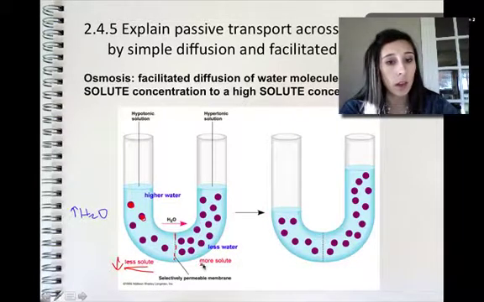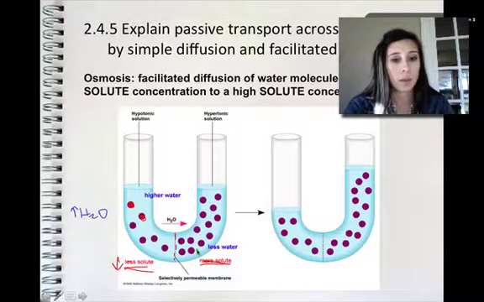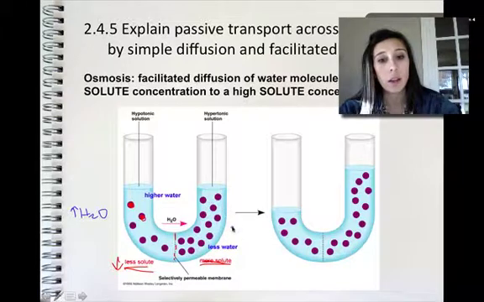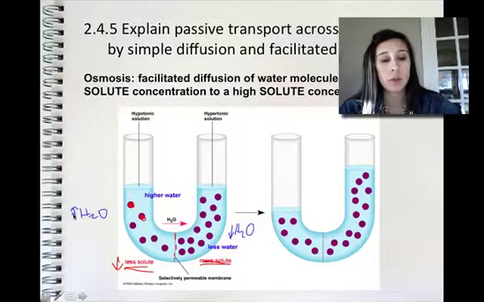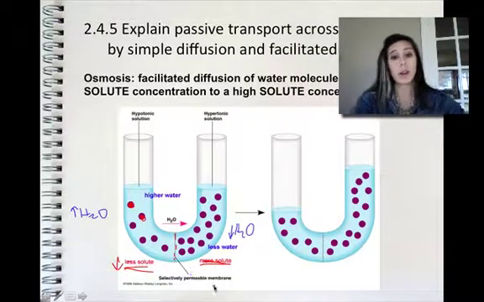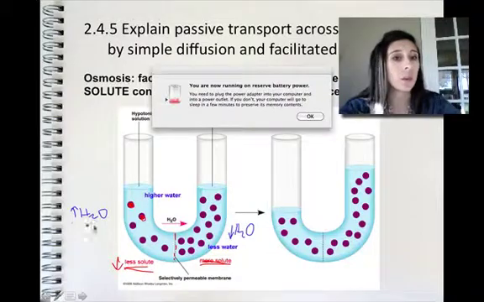You have a lot of solute, a high concentration of solute, and what that means is you've got a low concentration of water over here. So water is going to naturally go from a small concentration of solute to a high concentration, which is really the movement of a high to a low.